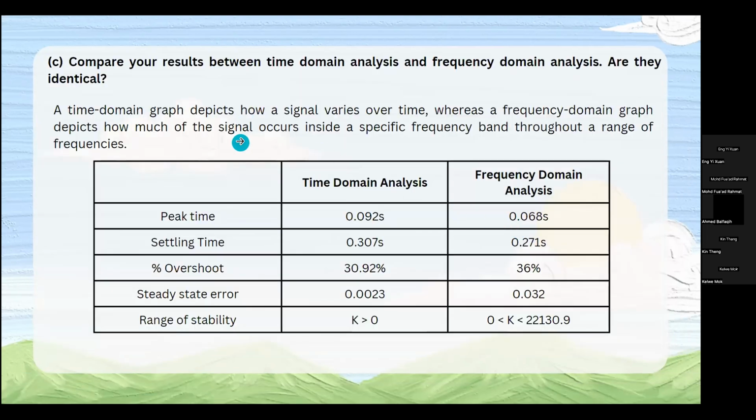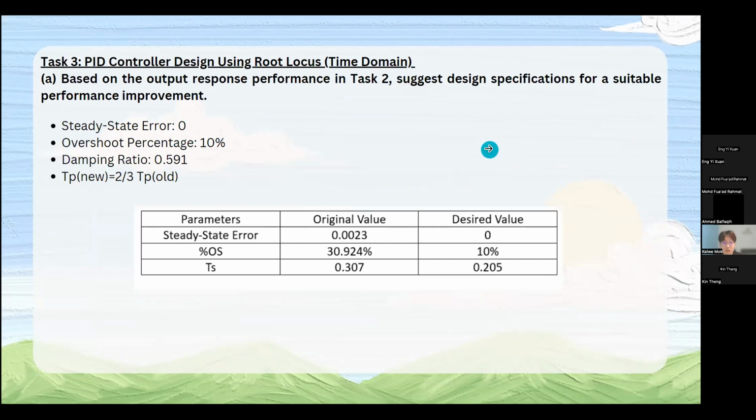So this is the comparison result for the time domain analysis and frequency domain analysis. We can see that both values are almost similar, and this is what we should get from our result. Next, in task 2, we analyze the system time domain response, including parameters like settling time, overshoot percentage, and steady state error.